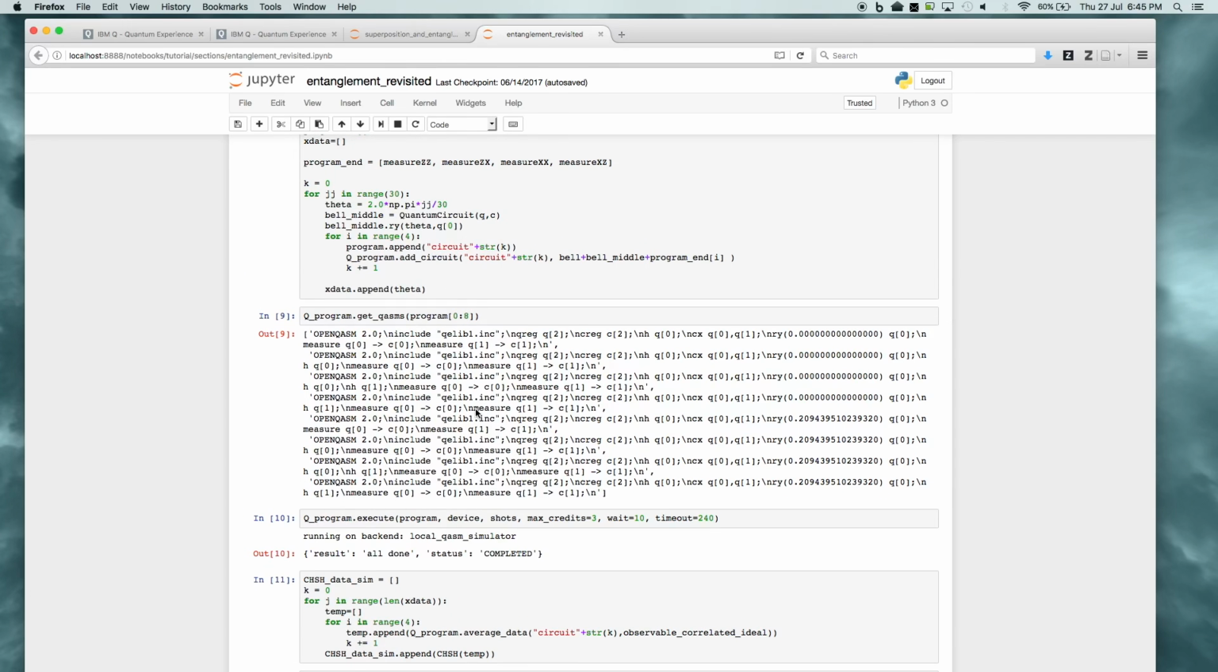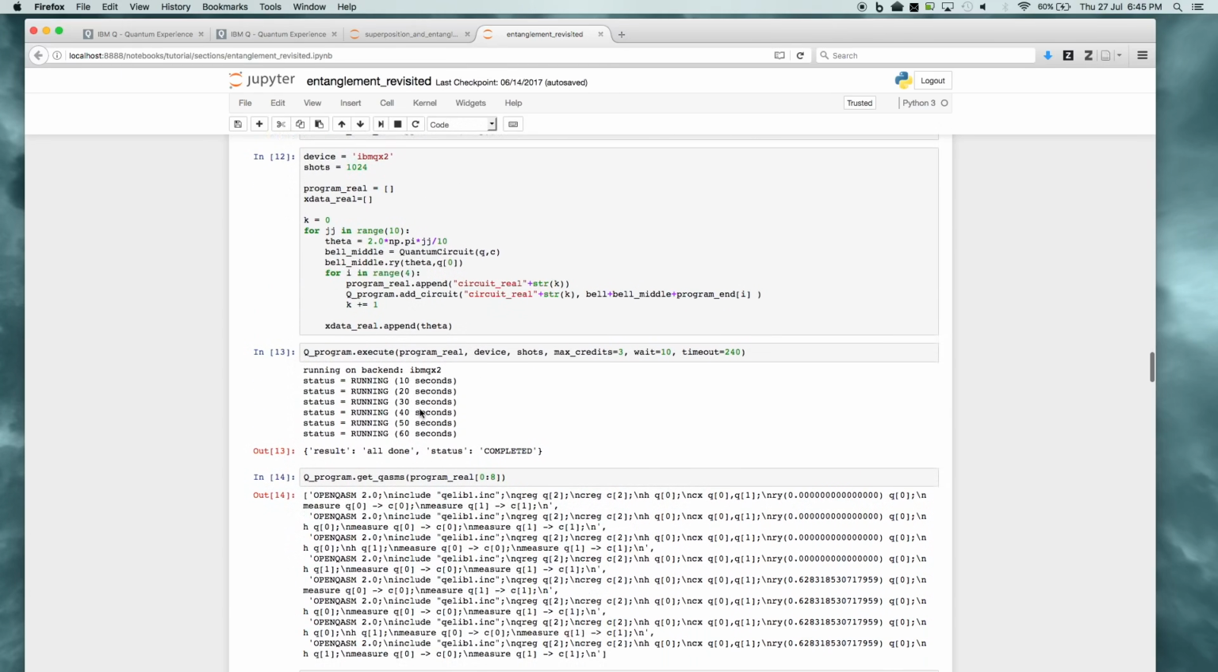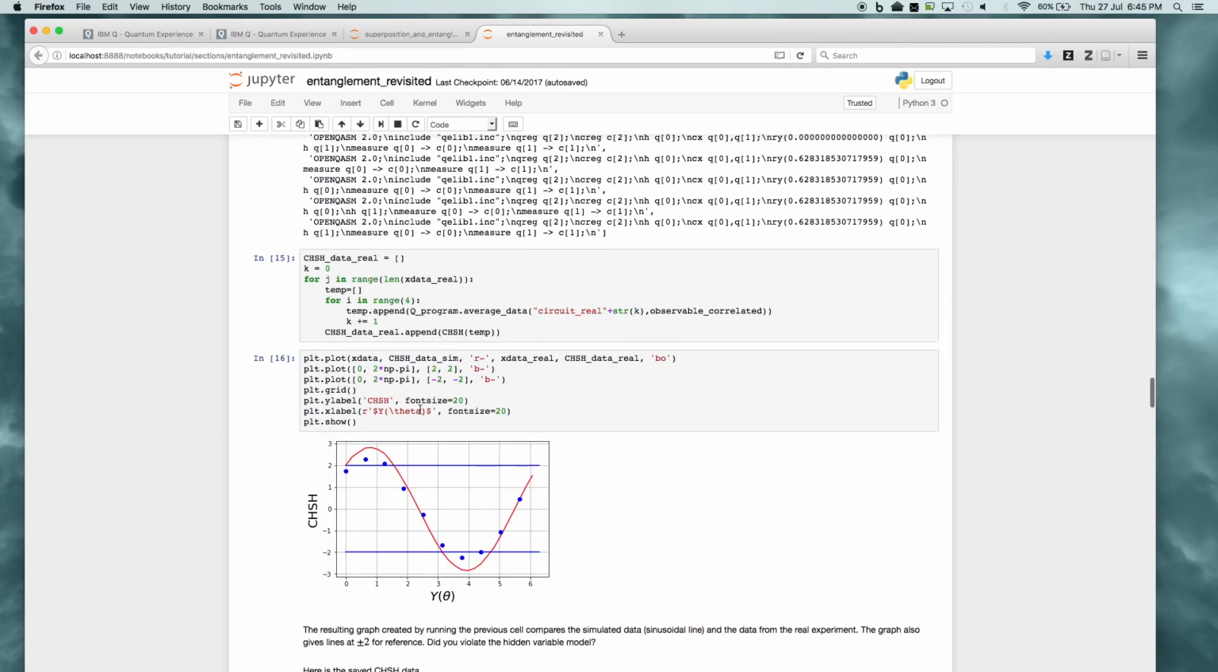I see. So here are the results I've done earlier, because I don't want to have to wait during the video. And you can see here in this graph, the red line there is the theory, and the blue dots are what we get from the experiment, and the 2 blue lines are where plus and minus 2 are. Okay. So you can see that some of the dots are actually above and below 2, which proves that the theory is not a hidden information experiment. So it probably is entanglement.